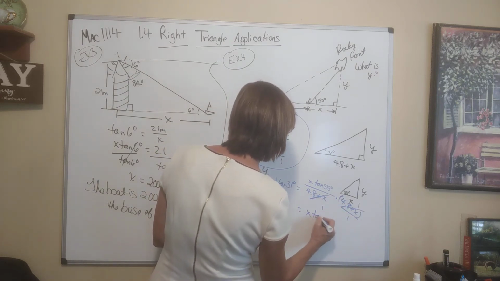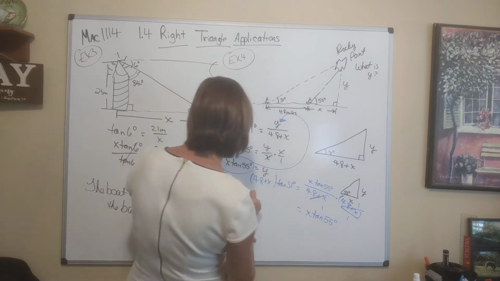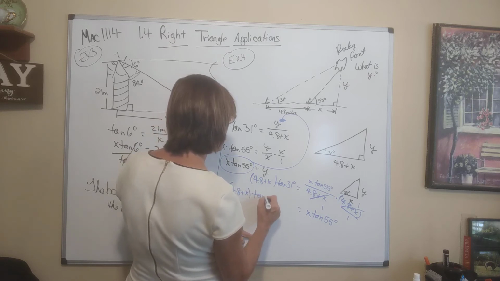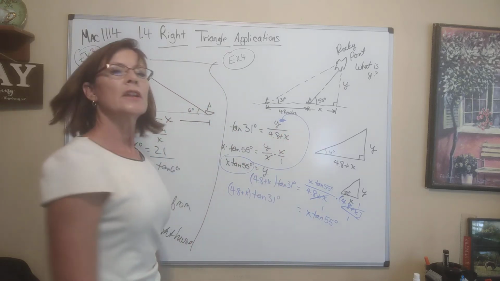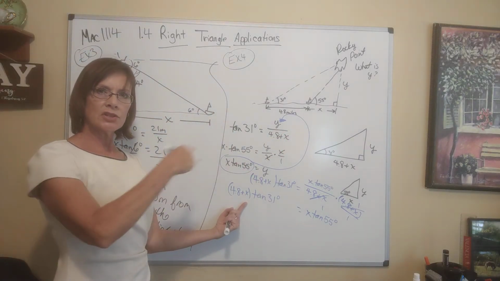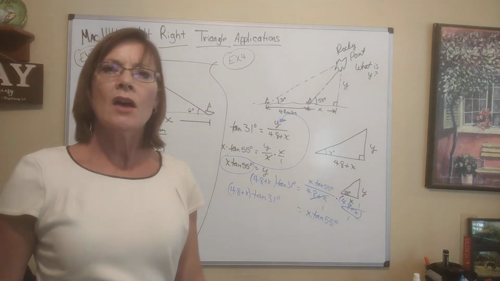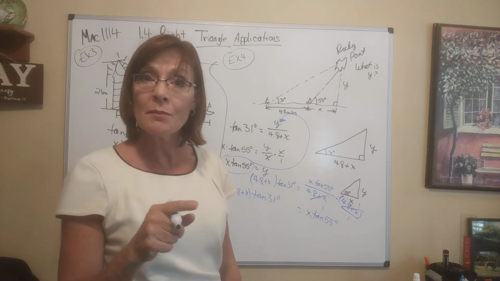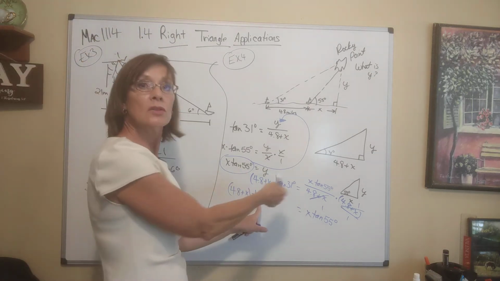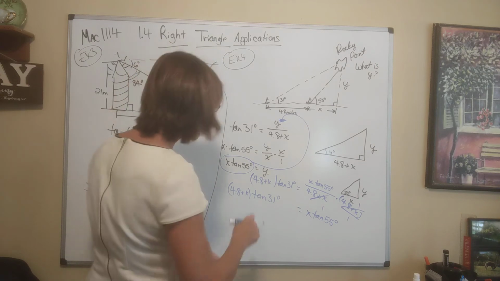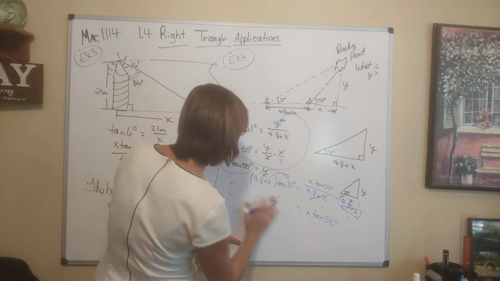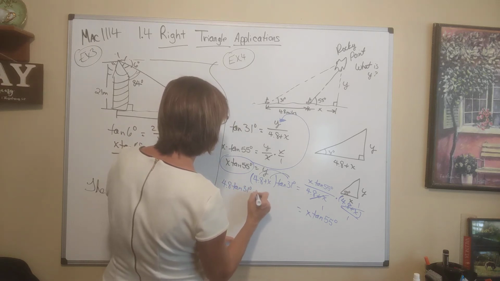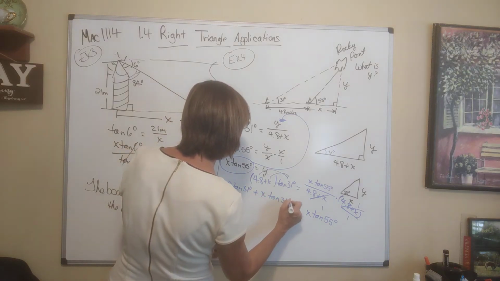I'm left with x times the tangent of 55 degrees. I have over here 4.8 plus x times the tangent of 31 degrees. But I'm going to free up my x by distributing the tangent of 31 degrees. Now don't freak out. The tangent of 31 degrees is just a number. It might be a sloppy number, not a whole number, but it's just a number. If this was just a 31 times this, you would distribute the 31. I'm going to do the same thing with the tangent. So I'm going to distribute this number to both terms. This will look like this: 4.8 times the tangent of 31 degrees plus x times the tangent of 31 degrees.